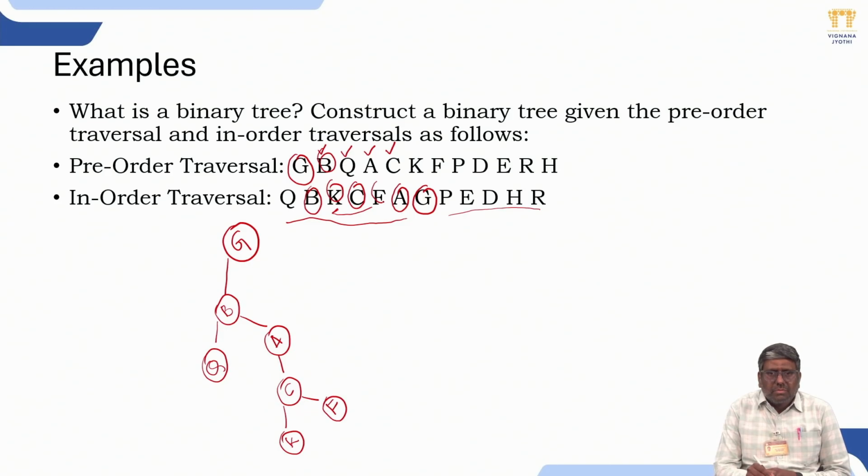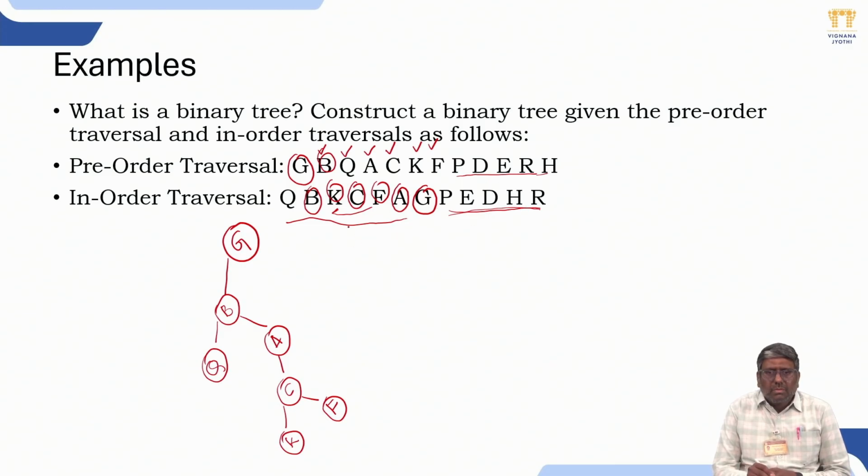So K and F are completed. Okay, so till now we have constructed the left subtree of this G. Now all these elements P, D, E, R, H belong to the right subtree of this G, because in the in-order traversal, all these elements are at the right side of this G.